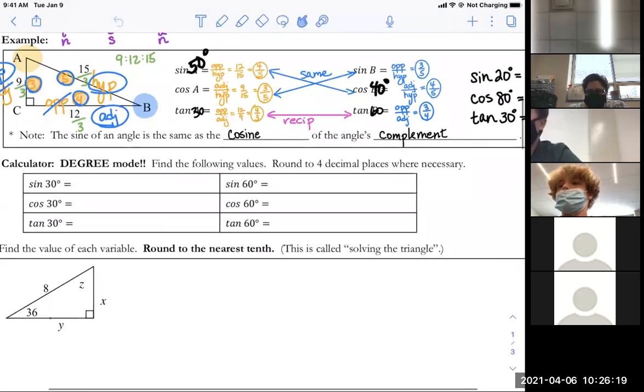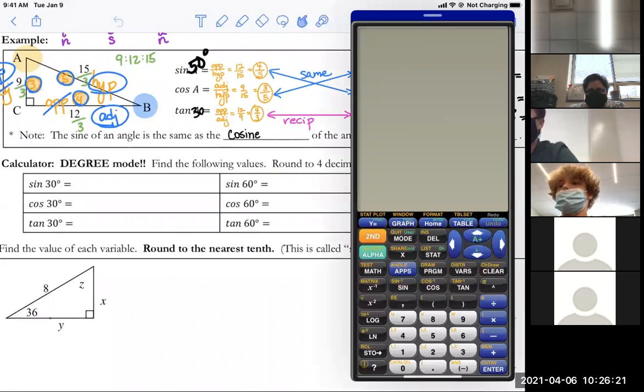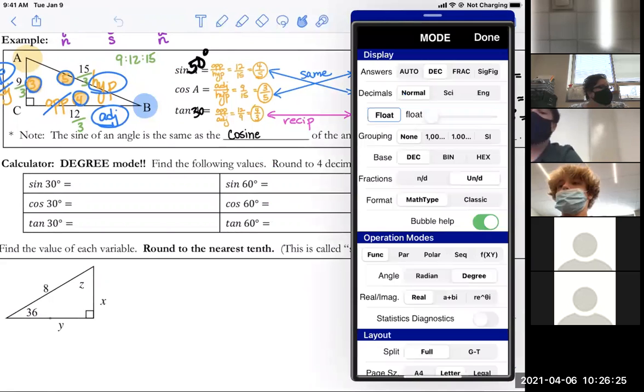Now, you need to make sure that you're in degree mode. So on a graphing calculator, it's a mode button up by the yellow button in the upper left corner. You need to go to, I think it's the fourth entry down, where it says radian versus degree. You want to make sure degree is darkened.